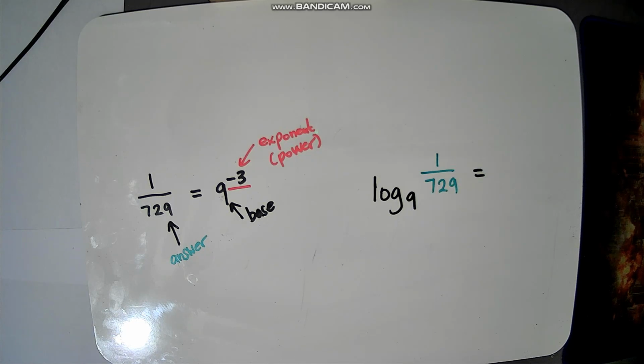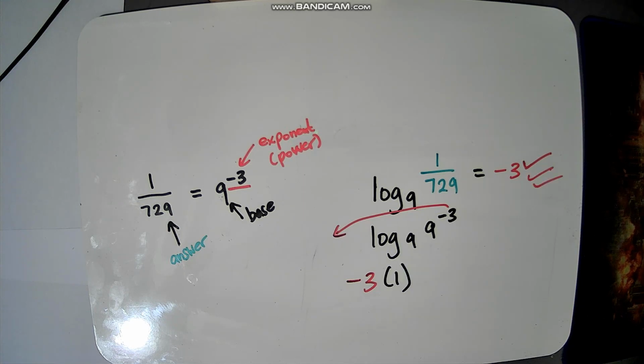Note that the base is 9. This will be equal to the power. The power is minus 3. If you were to take your calculator and punch in 9 to the minus 3, see what you get. Do you see that the answer is correct? Because we know log 9 followed by 9 will give us 1. And minus 3 times 1 is minus 3. Correct.